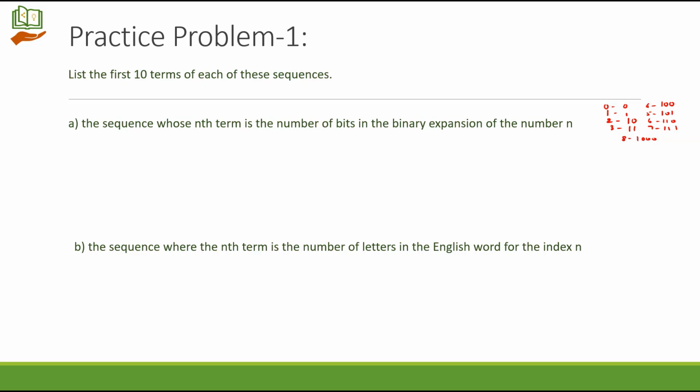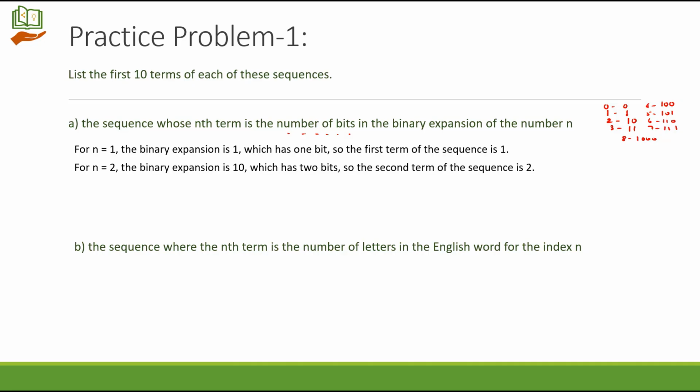Whose nth term is the number of bits in the binary expansion of number n. So till 1 you need only 1 bit. For 2, 3 you need 2 bits. For 4, 5, 6, 7 you need 3 bits. From 8 you will need 4 bits. So this sequence should contain only the number of bits in the binary expansion.